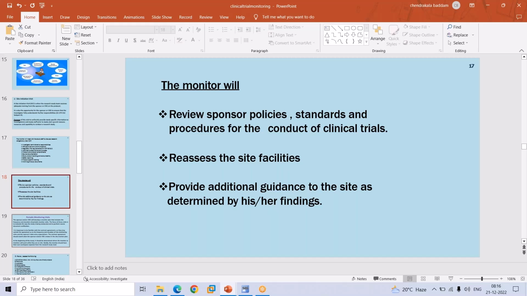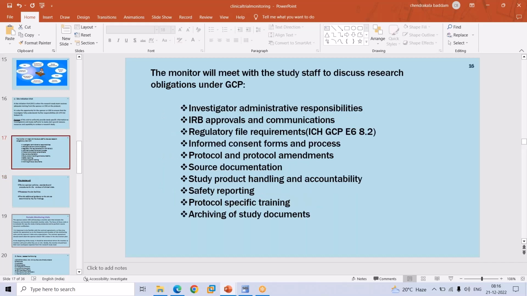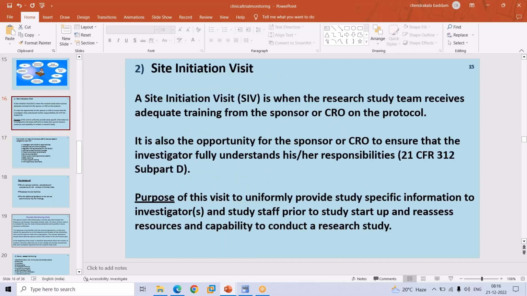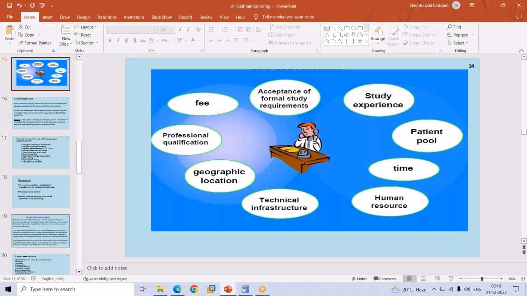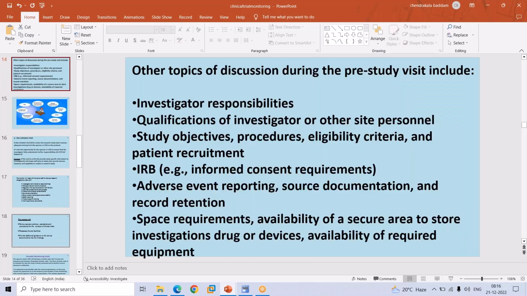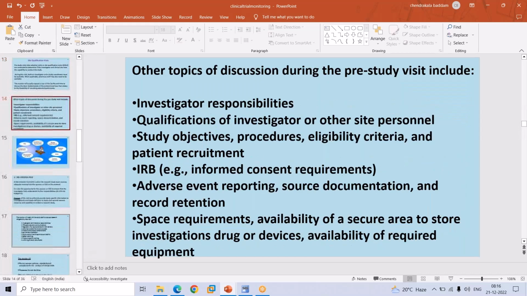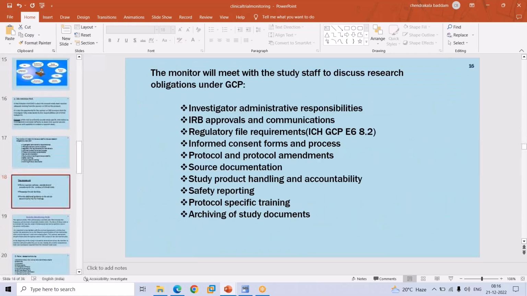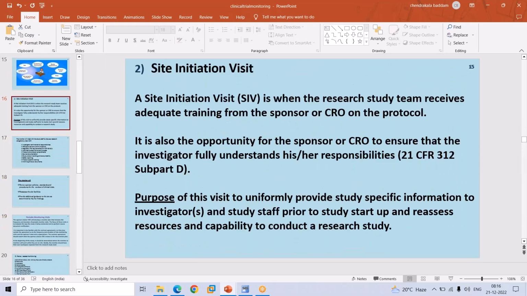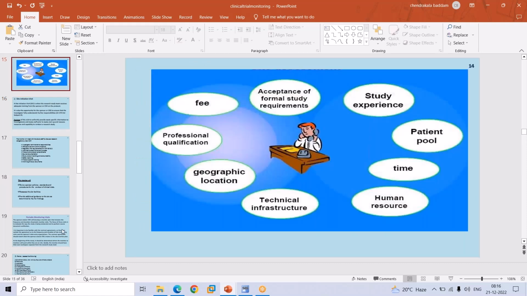Okay, these are all during the initiation visit that the monitor will check. So the monitor will meet the study staff to discuss all these points. Okay. So this is the qualification visit and this is the initiation visit, site initiation. Okay.